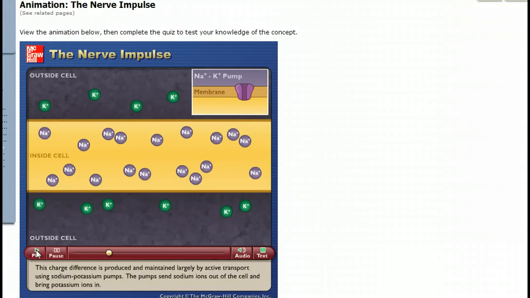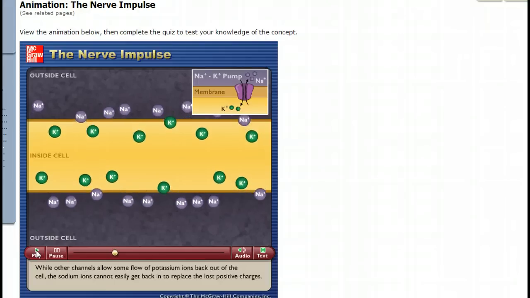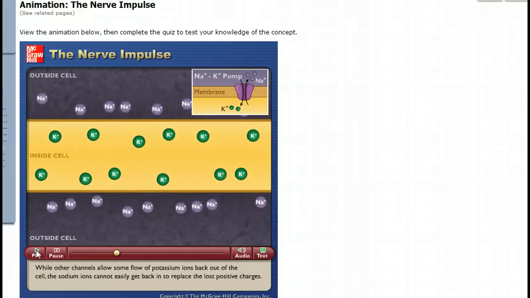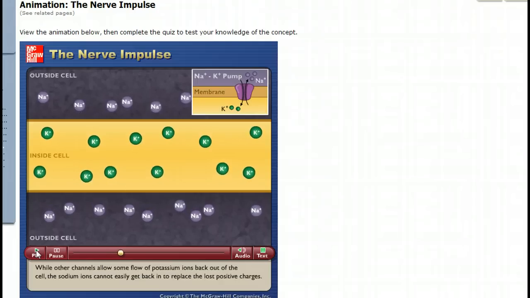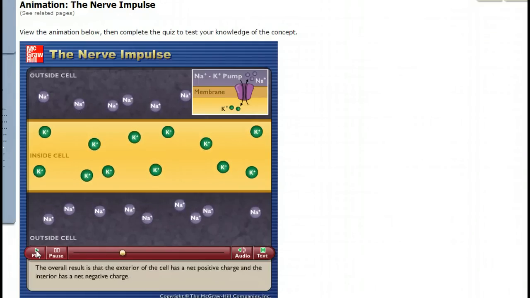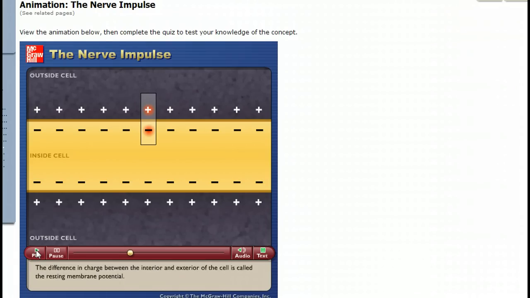The pump sends sodium ions out of the cell and brings potassium ions in. While other channels allow some flow of potassium ions back out of the cell, the sodium ions cannot easily get back in to replace the lost positive charges. The overall result is that the exterior of the cell has a net positive charge and the interior has a net negative charge. The difference in charge between the interior and exterior of the cell is called the resting membrane potential.